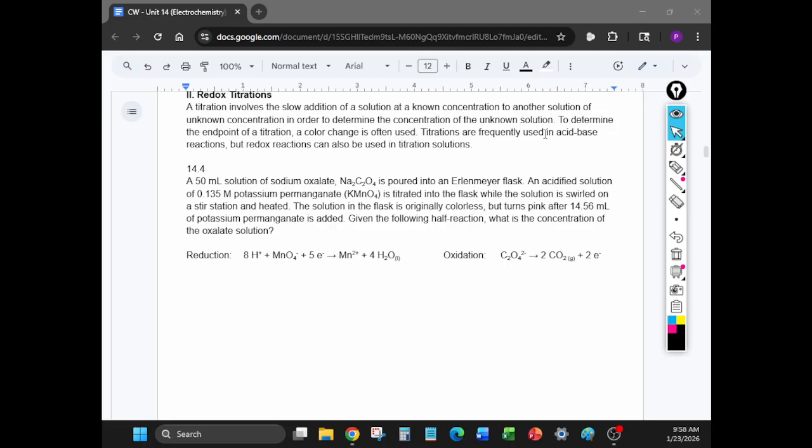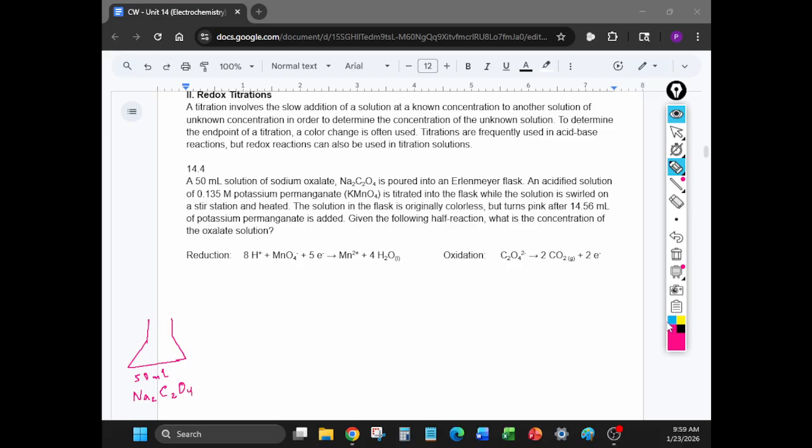So I'm going to draw it for you guys so you can visualize it, but let's go through the problem sentence by sentence. First, it says 50 milliliters of sodium oxalate is poured into an Erlenmeyer flask. So basically what's happening here is that you have an Erlenmeyer flask, and somebody is pouring in 50 milliliters of sodium oxalate, and it gives you the formula, Na2C2O4.